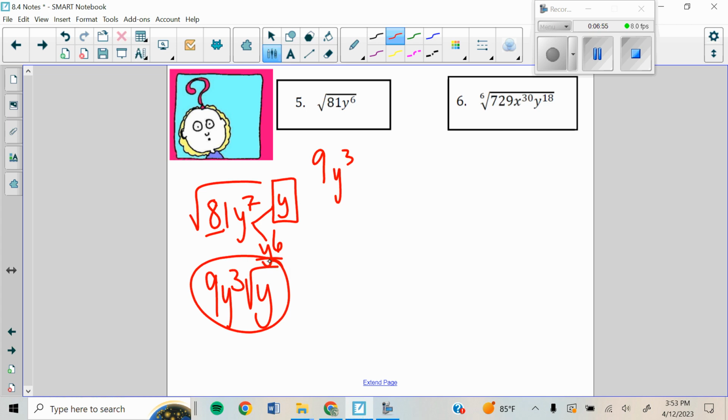All right, go ahead and find the 6th root of 729. Use your calculator, make it do the hard work for us. All right, we find that to be 3. So then we're going to have x, we have 30, we're going to divide by 6, so we get 5. And then we have 18, and we're going to divide by 6, and we get cubed.